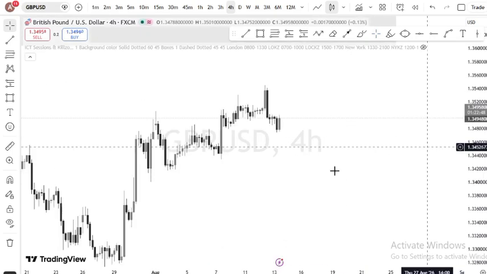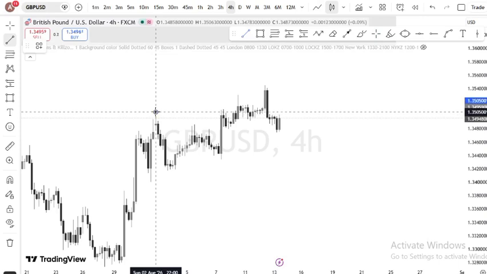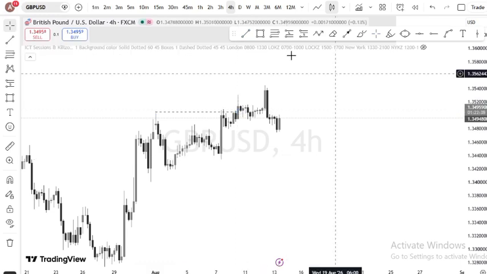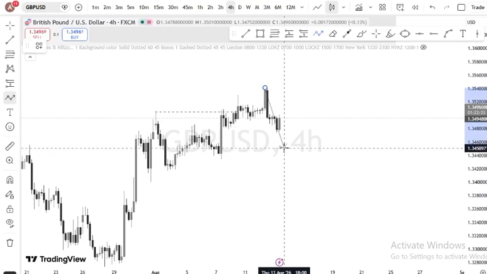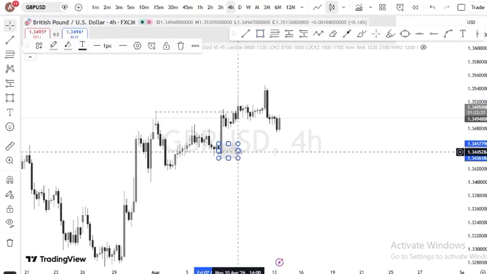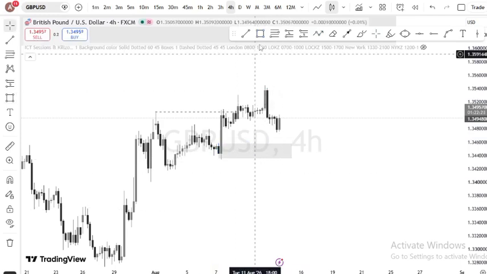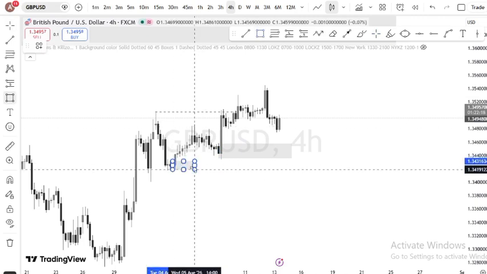So if you look at GBP USD right here, you see that here we have this minor break of structure to the upside. All right, and market is giving us a retracement right now. It's giving us a retracement. So here we have this demand zone on the 4-hour time frame. You can see that demand zone on the 4-hour time frame. You can see another one right here on the 4-hour time frame as well.